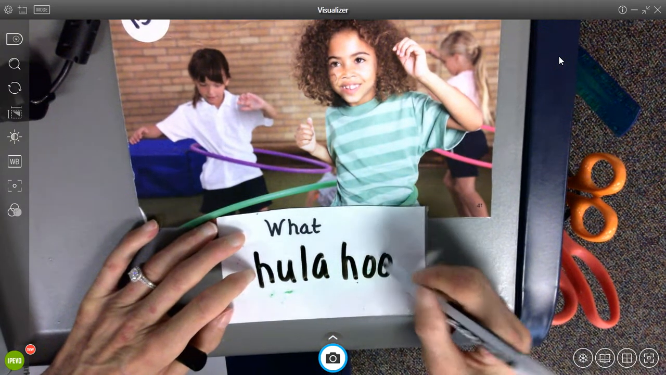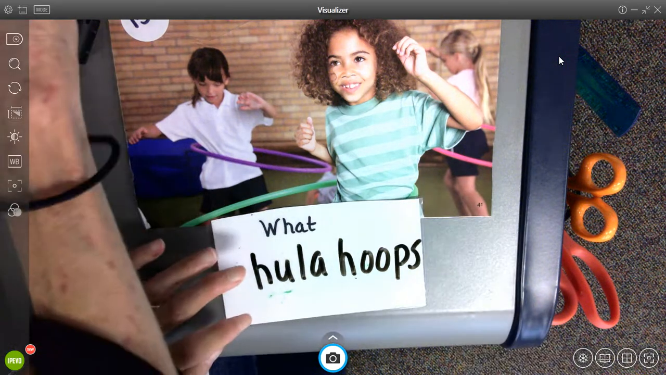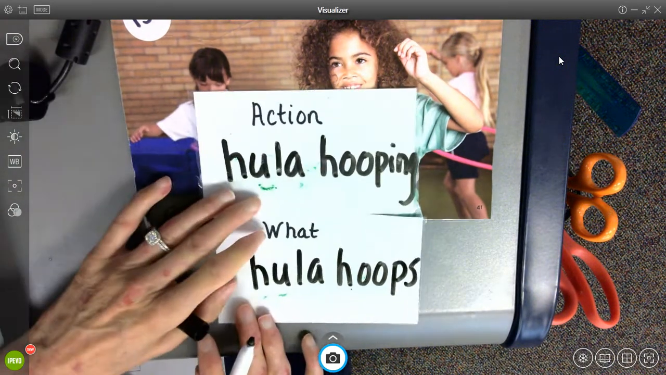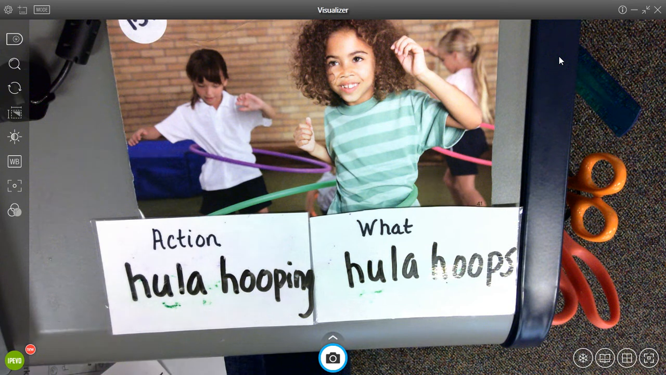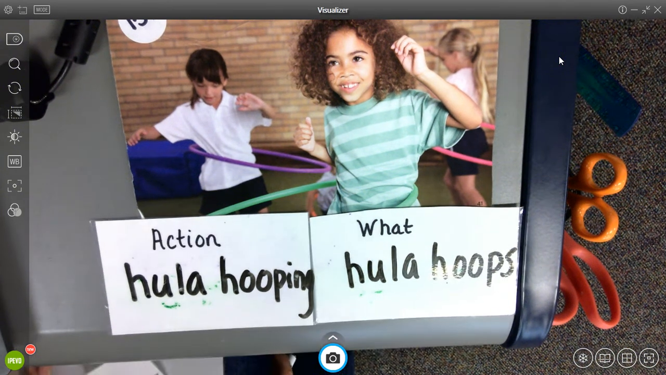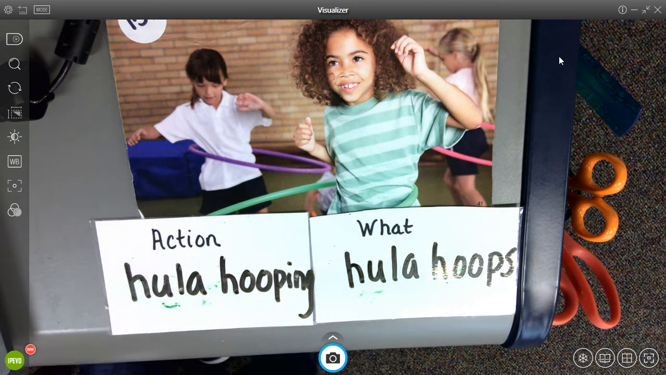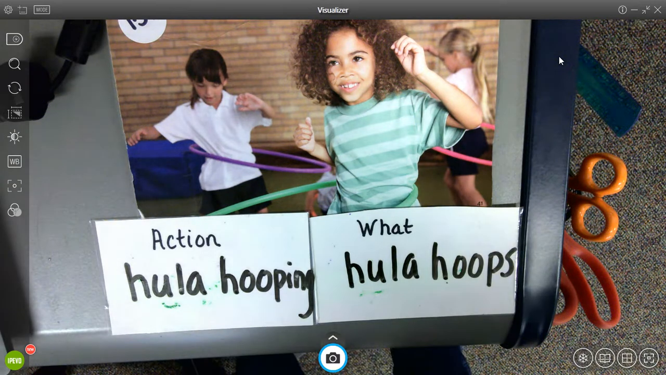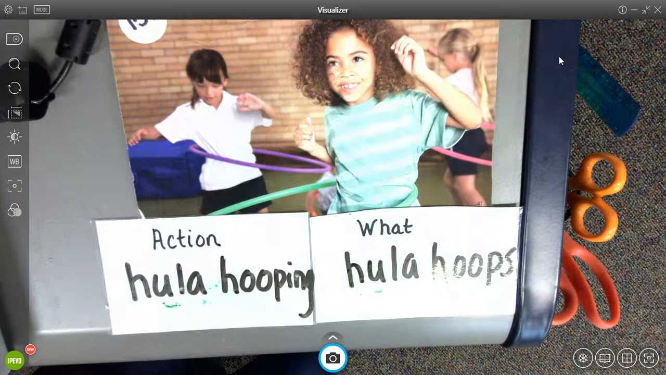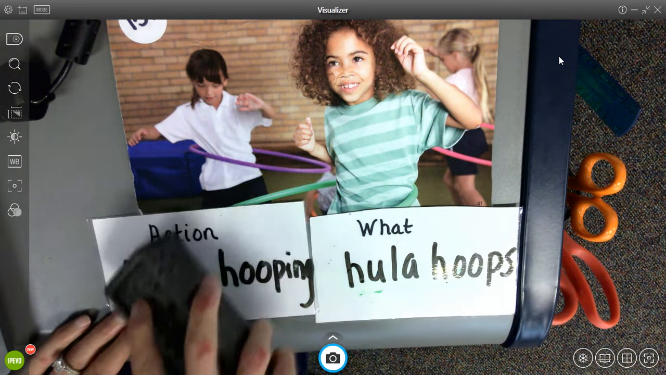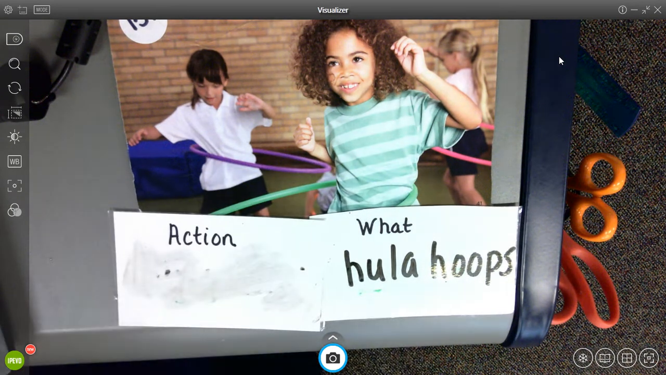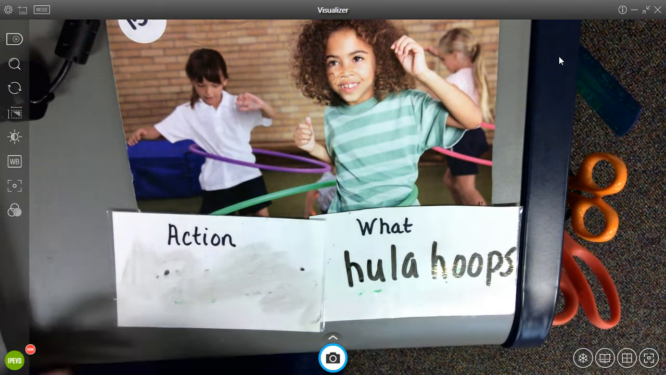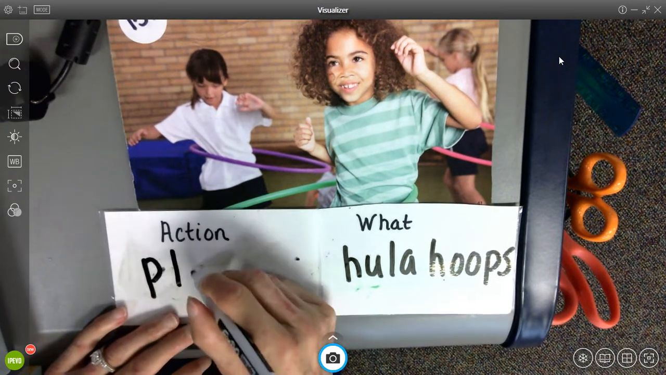And then I already realized I've said that the action was hula hooping, and then I've said that the object is hula hoops. So as a writer, I realize I don't want to have the word hula hooping and hula hoops in the same sentence. So I'm just going to make a decision to change my action. I think I'm going to change it to playing, because in my head, playing with hula hoops will make sense. So I'm changing my action to playing. And that's something you can do as well. If you feel like your sentence isn't going to be its best, you can change your cards.